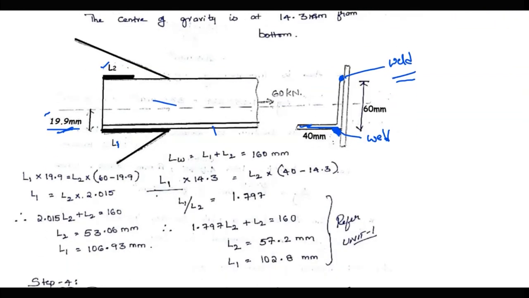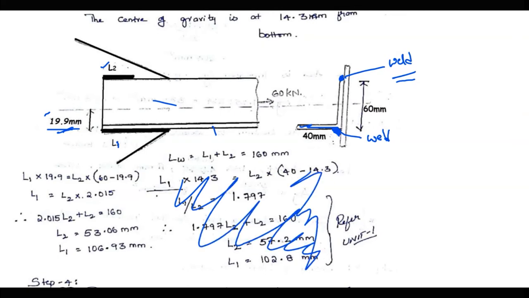So now we need to use a simple expression. See, the length of the weld should be LW, that is equal to L1 plus L2, which is 160 mm. Okay, so we know that. Now let us take the moment of this weld about the centroid or the neutral axis. So what is this distance going to be? This is going to be 60 minus 19.9.